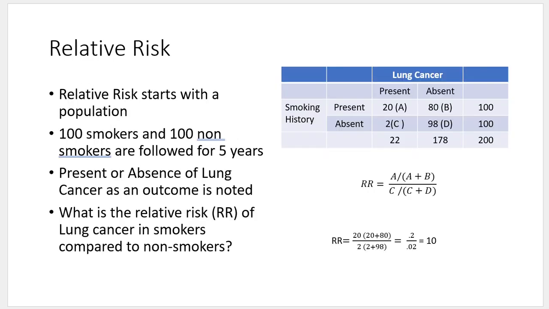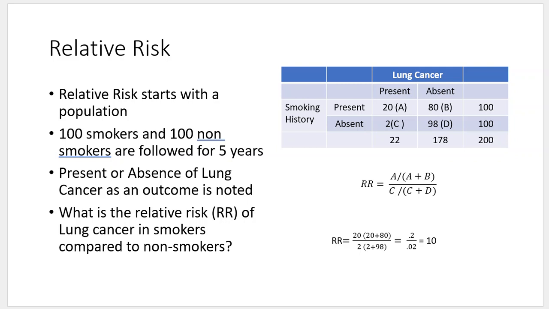Now let's look at relative risk. Relative risk starts with a population. So here we have 100 smokers and 100 non-smokers that are followed for 5 years. And we then look at the incidence of lung cancer as we move along, because these are going to be new cases. And then we want to know what is the relative risk of lung cancer in smokers compared to non-smokers.